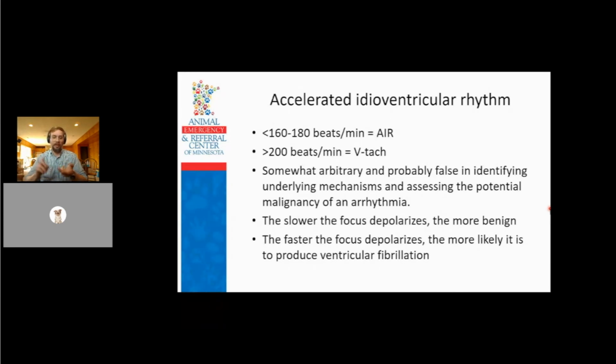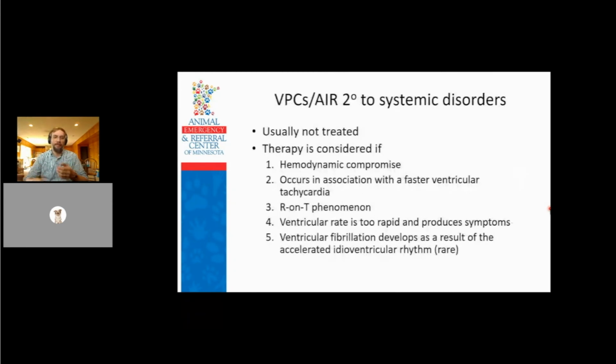Again, if it's regular, the dog's blood pressure is normal, and it's not having arrhythmia signs, it probably doesn't need to be treated. And when it starts getting, okay, well, the heart rate's like 160, 180, 190, now it's starting to get into the range where we ask, is this a VTAC? Is this something we should treat?